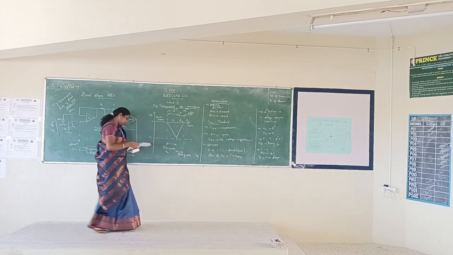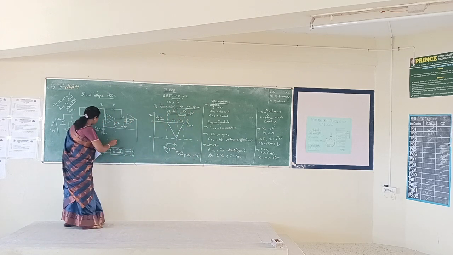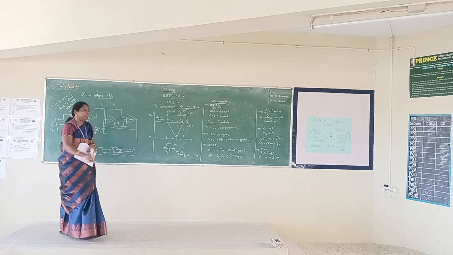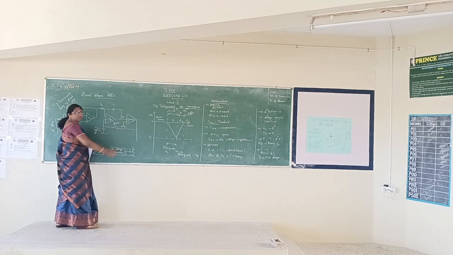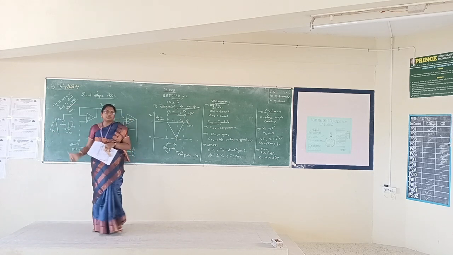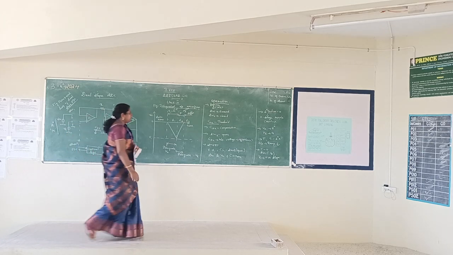Then the CAZ capacitor will provide a compensation input offset voltage for all the three amplifiers. So the CAZ capacitor provides a compensation input offset voltage for all the three amplifiers.